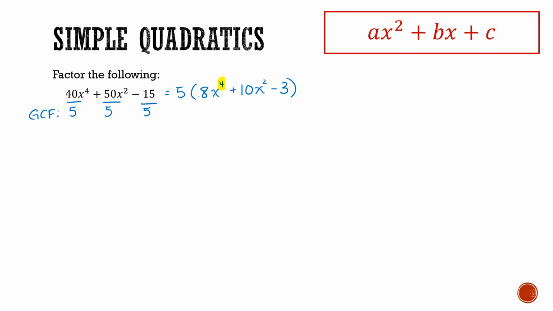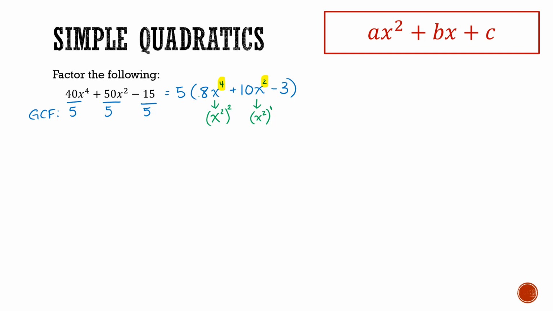But if I look further, I can also see that my exponents are 4 and then 2. And then for this last term, I have no x term. What I can do is factor this just like a quadratic by treating this x to the power of 4 like x squared, all squared. And this x squared term here like x squared to the power of 1. So when I illustrate it like this, we can see that we've got our first term with the variable with an exponent of 2, and then we've got an exponent of 1, and then a constant.